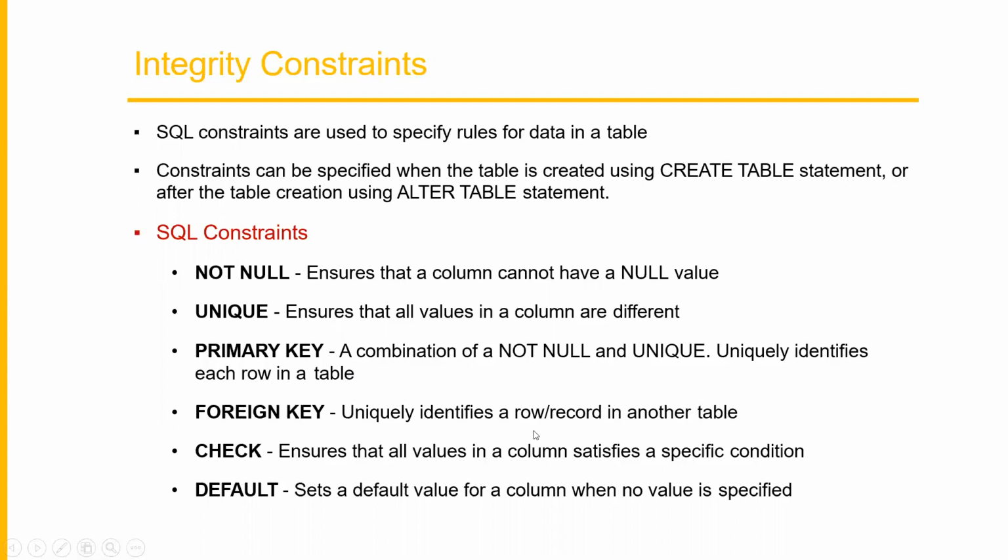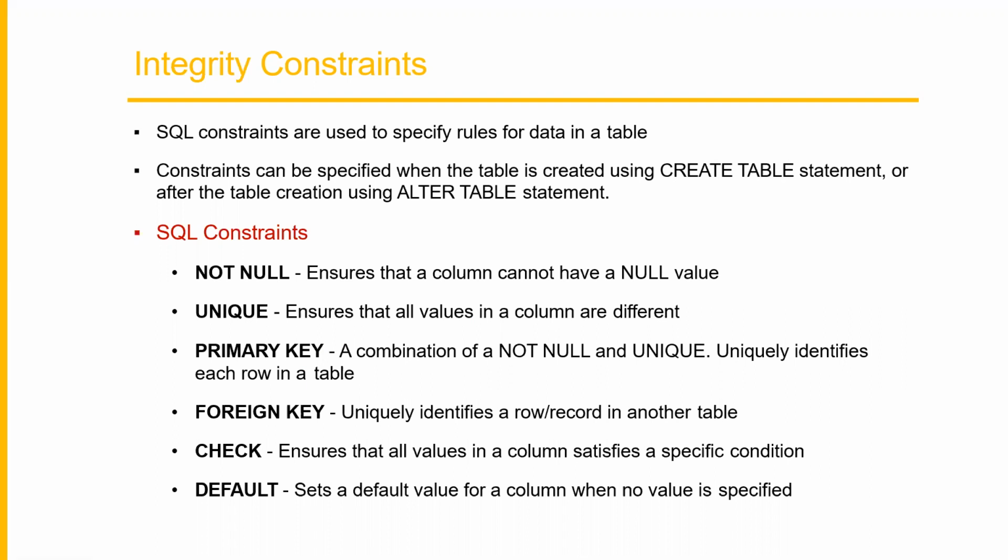Next comes foreign key. Foreign key is used to uniquely identify a row in another table. We'll discuss this in detail, what we mean by another table. Next, check constraint. Check constraint ensures that all values in a column satisfy a specific condition. So we'll write some check condition, and while inserting or performing some DML operations, we will verify that check constraint, whether that constraint is followed or not.